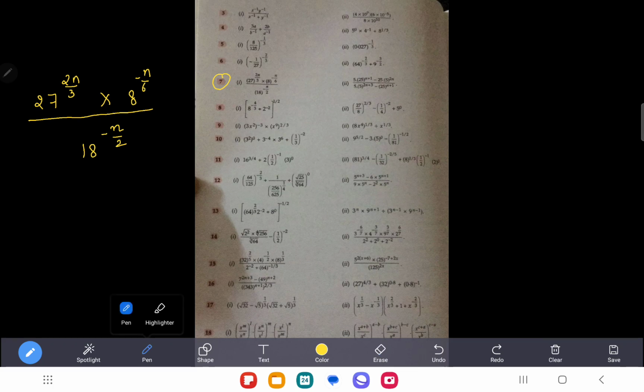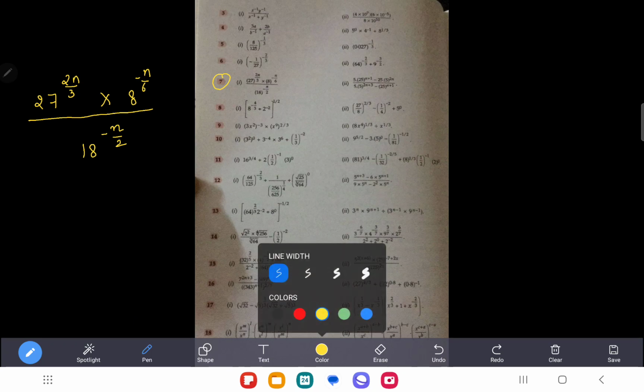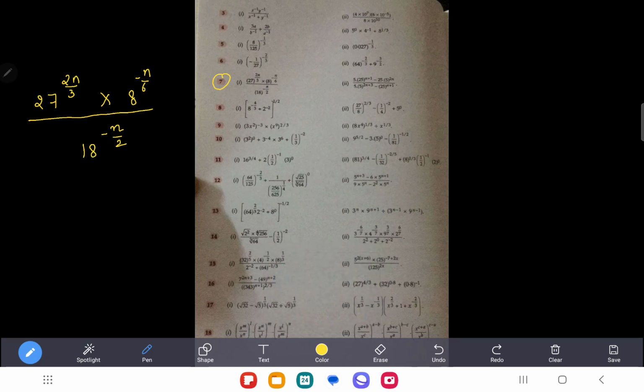How do you think we would be solving this? Tell me. Here, what is 27? It's 3 to the power of 3, 3 raised to the power 3, cubed. 27 is 3 cubed. Yes, good job.